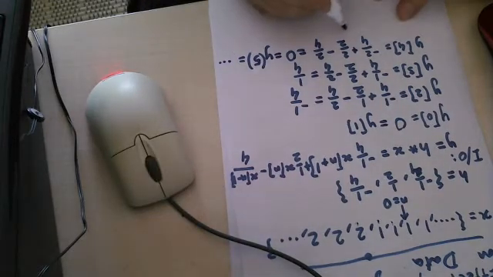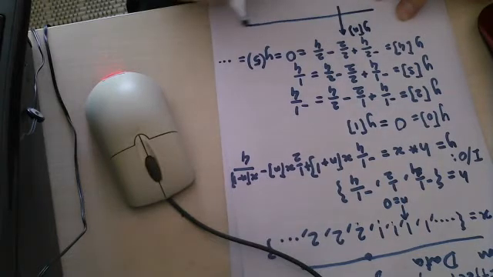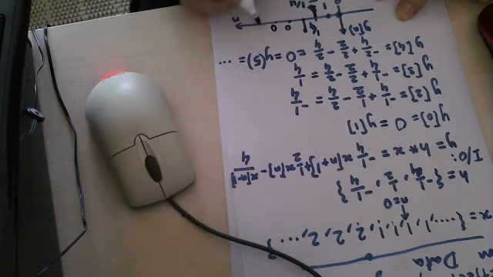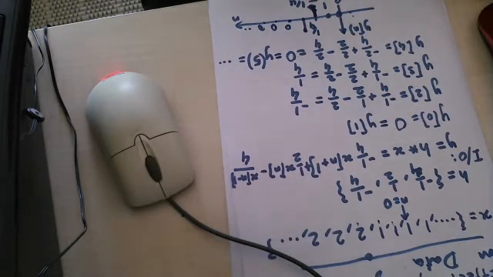So the output, in this case, let me draw the output. Zero, 1, 2. At 2 I have minus 1 over 4, then plus 1 over 4, then 0, 0, 0, etc.